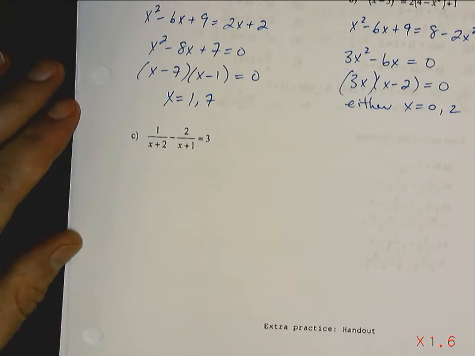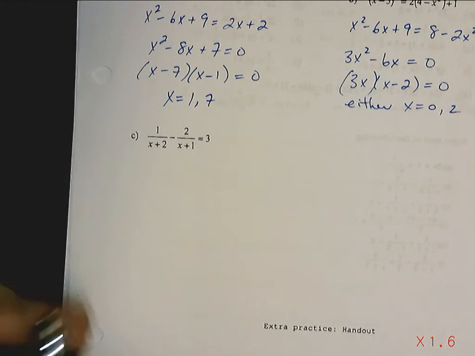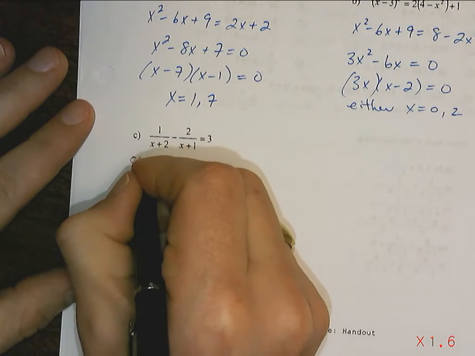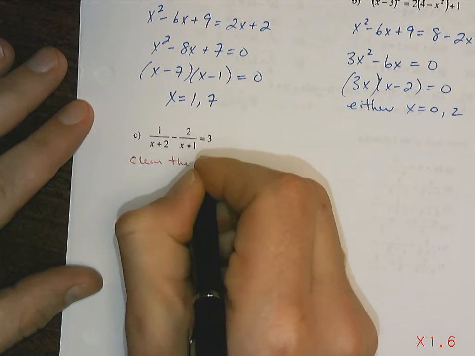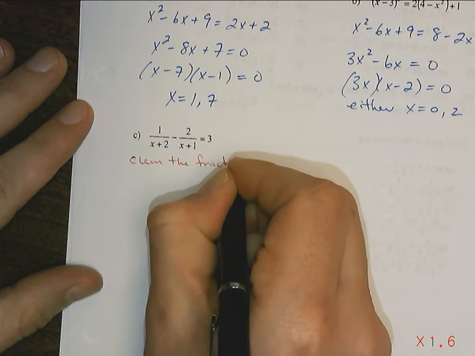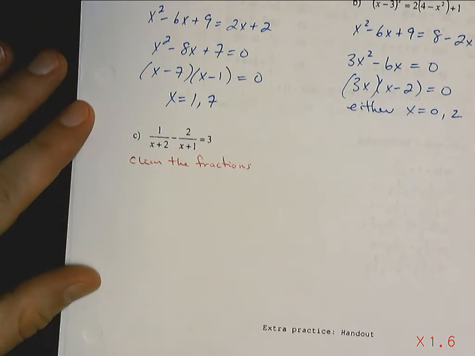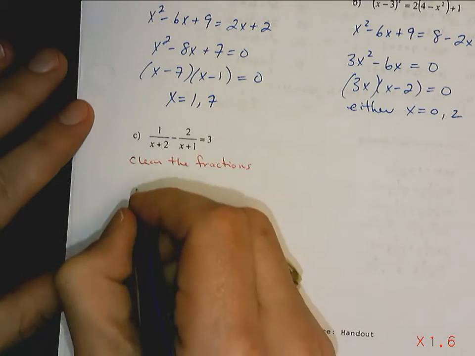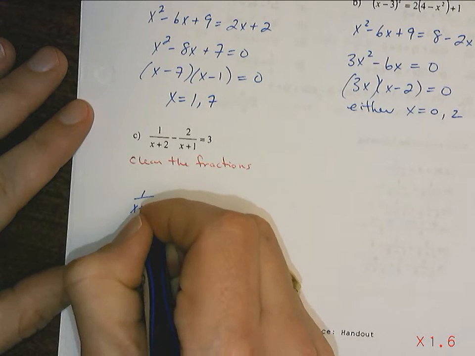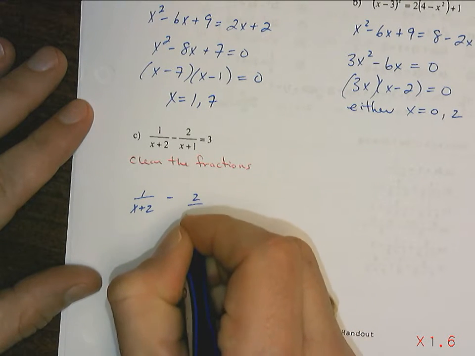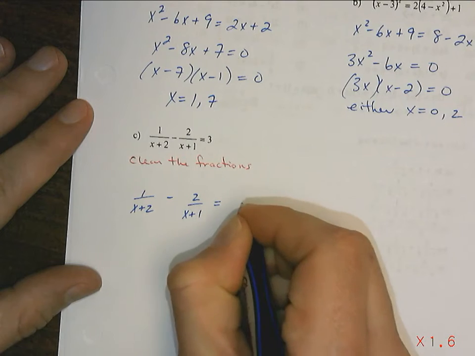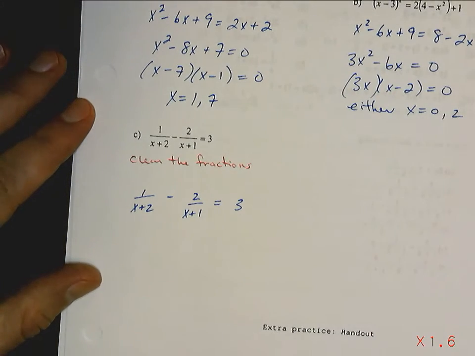I'm going to remember what I was taught earlier. I was taught to clear the fractions. So to clear the fractions, what I do is I multiply each and every term by the LCD. Now there's three terms. There's one, there's the other, and there's my third term. So that's basically the question.